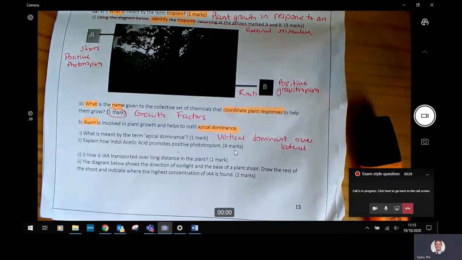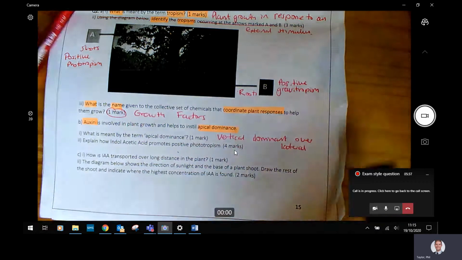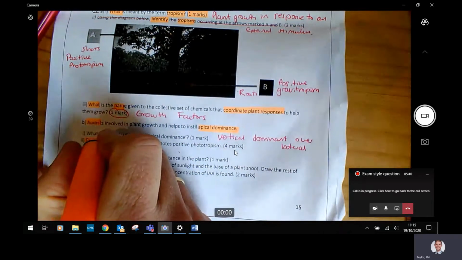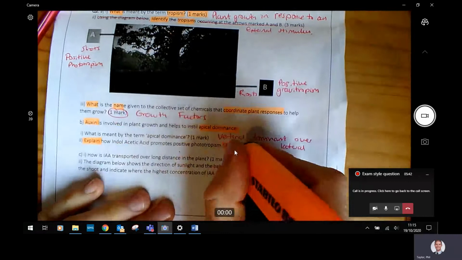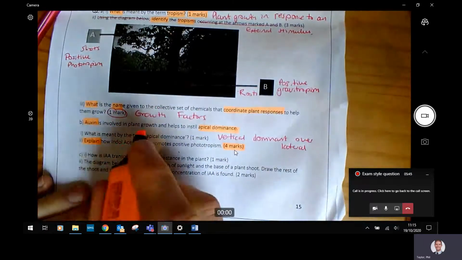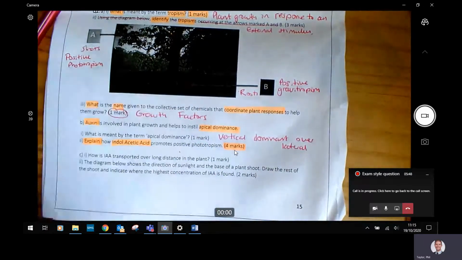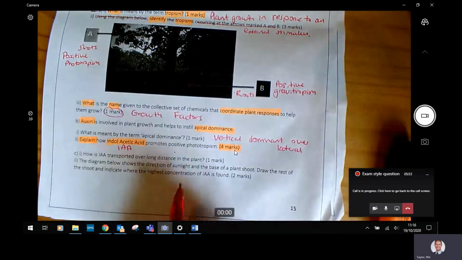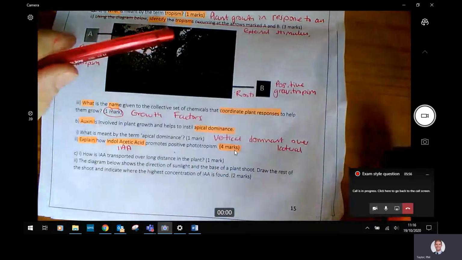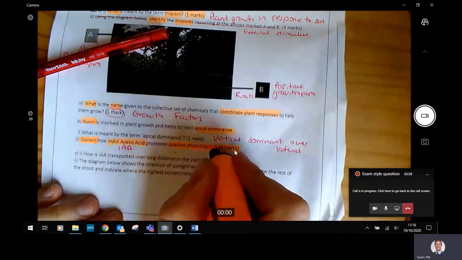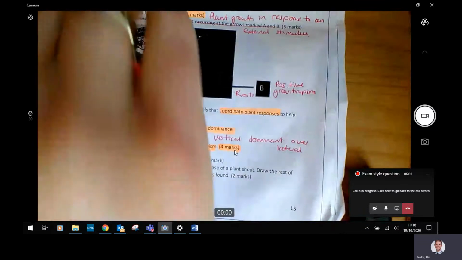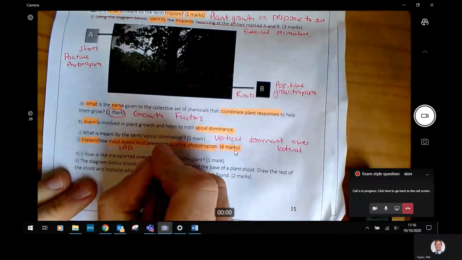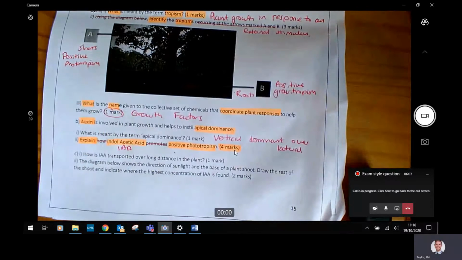Explain how indole acetic acid promotes positive phototropism. So explain again. This is a little bit harder, and I'm thinking it's going to have 4 marks that we're trying to think of here. How IAA promotes positive phototropism. Now, this is quite a lot of things that are important here. We're talking about positive phototropism because we don't want to start talking about roots and their gravitropism in this case.